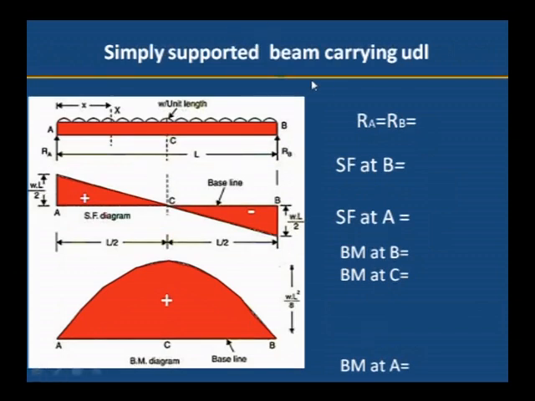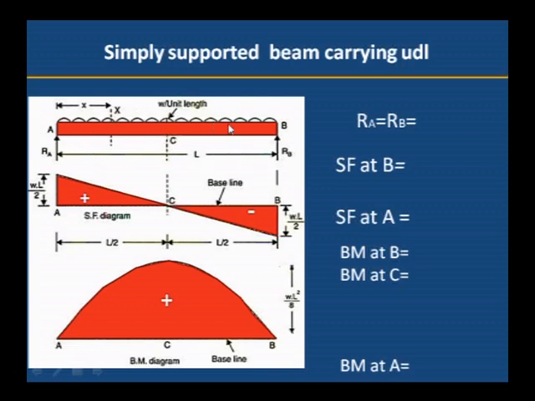Next, simply supported beam carrying a uniformly distributed load. In this case, we consider A and B as supports, and it is carrying a uniformly distributed load over the entire span. To calculate RA and RB, what is the total load acting? W is the load into distance L. WL is the total load acting.